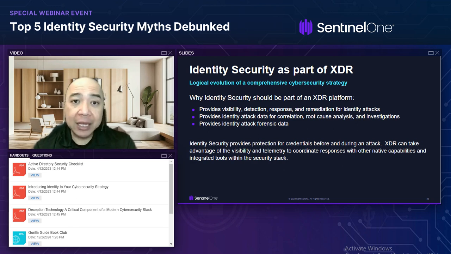So your native capabilities and any integrated tools within your security stack, like your proxies, your firewalls, right? You should be able to automatically isolate an endpoint and lock an account because of your XDR capabilities. You may even be able to do things like trigger multi-factor authentication re-authentication or SSO, right? You should be able to force them to re-authenticate. Hey, this looks unusual or suspicious. I want to make sure that this user is legitimate. I'm going to trigger MFA. That can stop a lot of identity-related attacks.